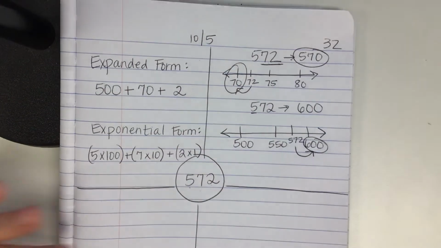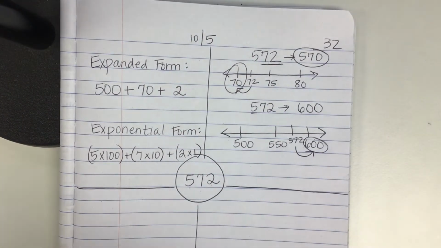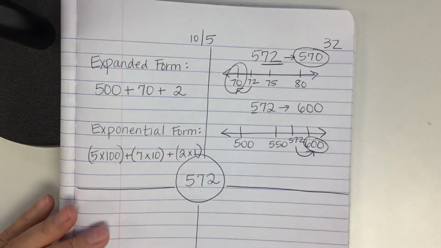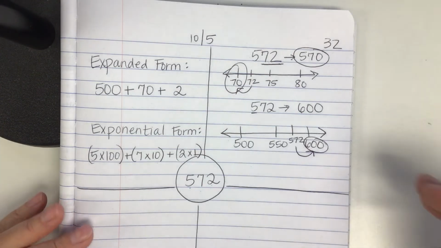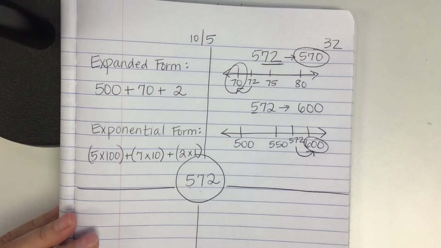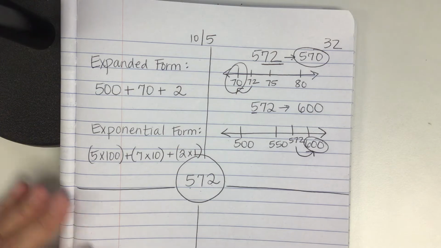If you did not show all those steps, if you didn't draw the arrow, you didn't circle, you didn't draw the number line, do that now. I want you to have all that practice. So pause, go back, do it with me. You should have all this work on your paper. If all you have is 570 and 600, you didn't do the practice I asked you to do.